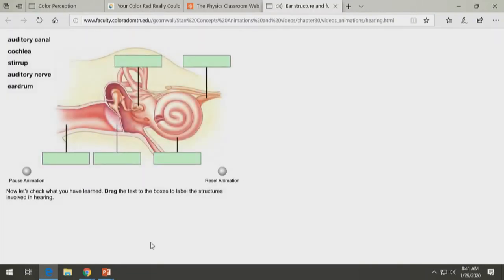Now let's check what you have learned. Drag the text to the boxes to label the structures involved in hearing. So you've got a pretty cool little animation that you can play with and get there.